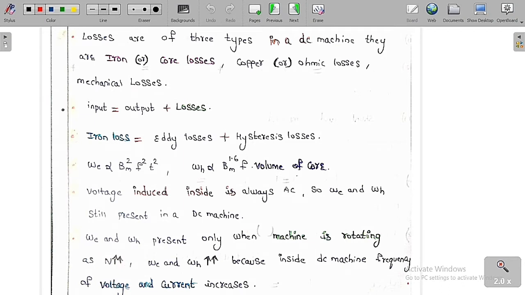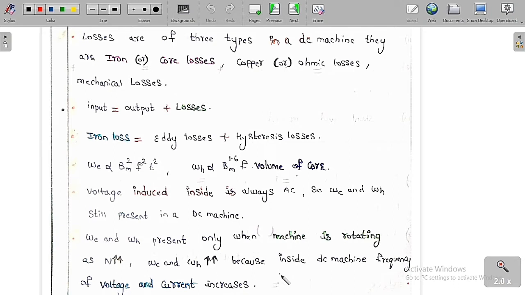So hysteresis and eddy current losses are present only whenever the machine is rotating, because when the machine is rotating, current is induced in the armature. Then only the eddy current loss and the hysteresis loss occur. If the speed is equal to 0, there are no hysteresis and eddy current losses in a DC machine. As N increases, both the iron and hysteresis losses also increase, because inside a DC machine frequency, voltage and current also increase.